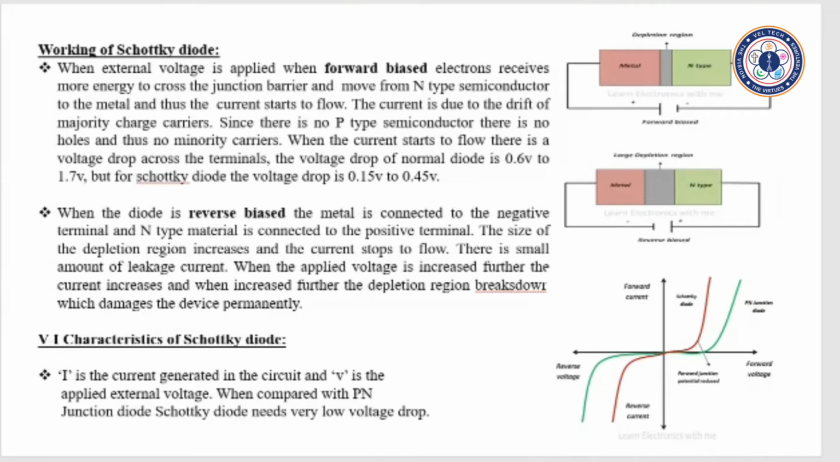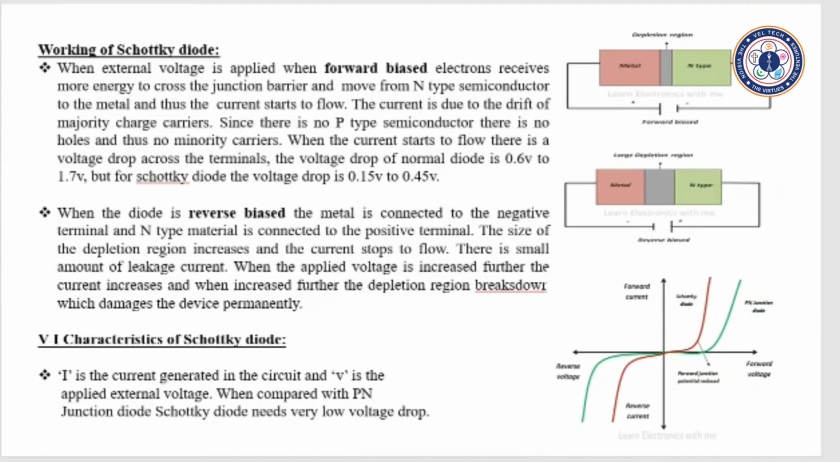Working of Schottky barrier diode. When I give forward bias voltage, that is, I give the positive voltage to the metal and the negative voltage to the N-type semiconductor, at that time the electrons receive some energy and cross the junction barrier. That is, the electrons move from the N-type semiconductor to the metal, so the current starts to flow.